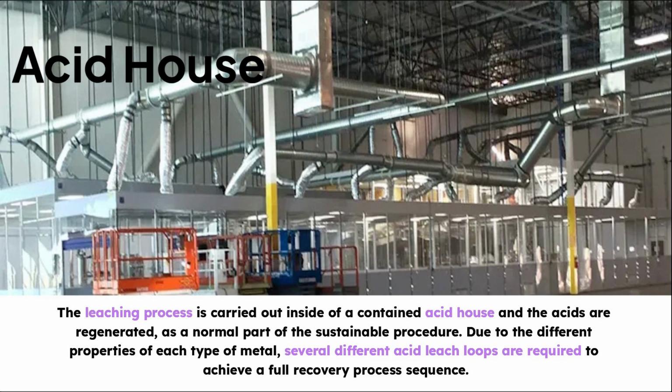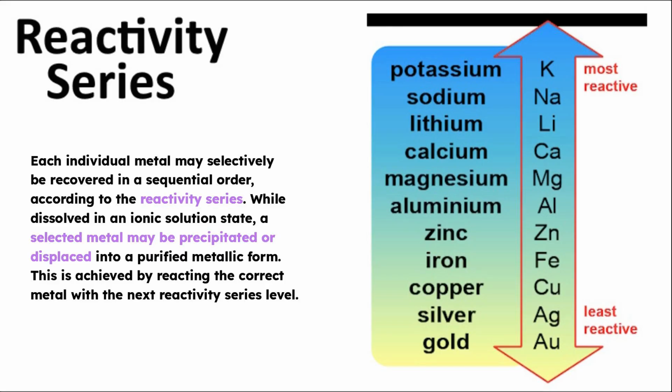Due to the different properties of each type of metal, several different acid leach loops are required to achieve a full recovery process sequence. Each individual metal may selectively be recovered in a sequential order, according to the reactivity series. While dissolved in an ionic solution state, a selected metal may be precipitated or displaced into a purified metallic form. This is achieved by reacting the correct metal with the next reactivity series level.